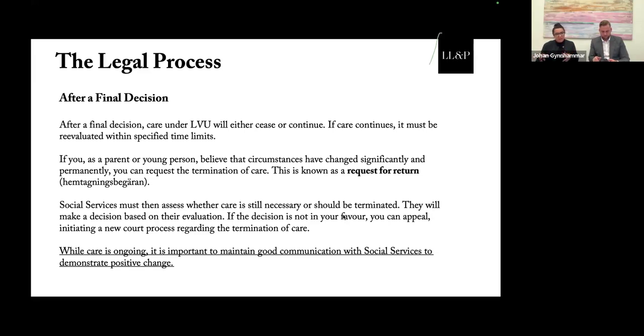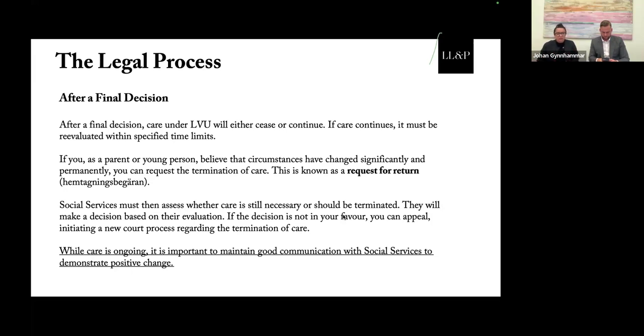And if their decision regarding hemtagning, to bring the child home, is not in your favor, then you can appeal this, and that will initiate a new court process regarding the termination of care. So even if this is within LVU, it is still its own process when it comes to bringing the child home, hemtagning.